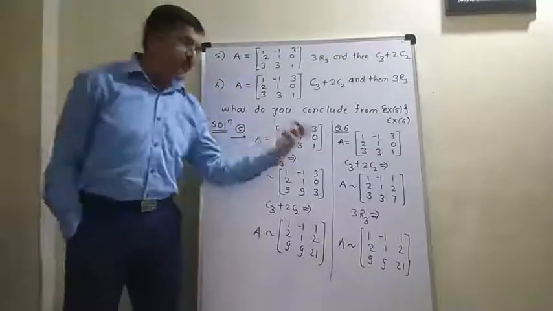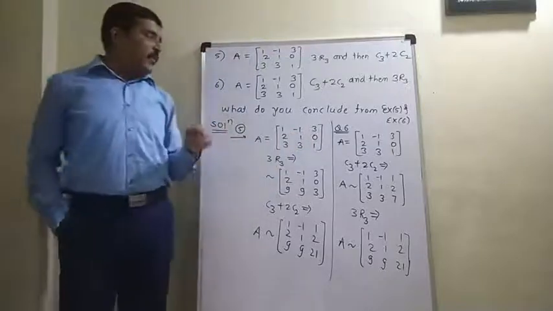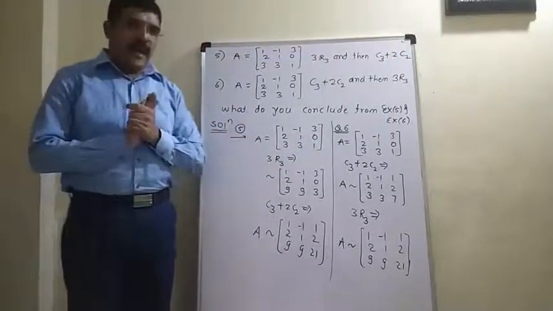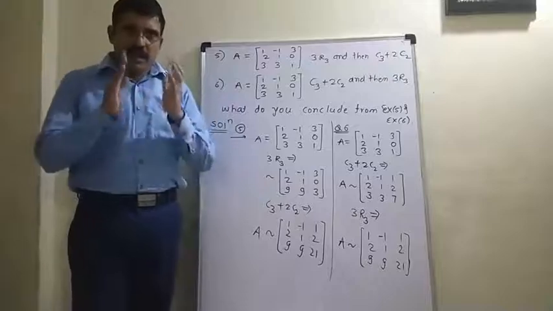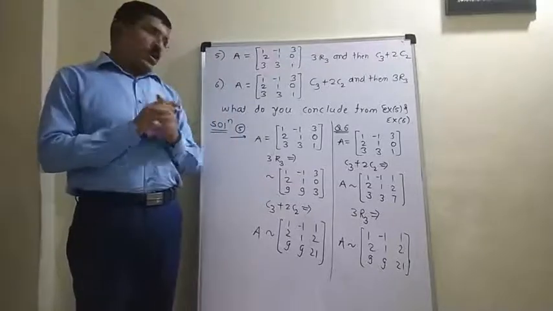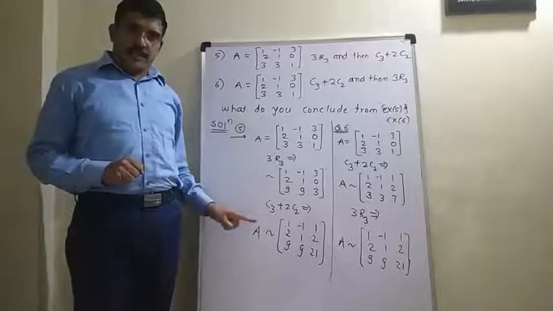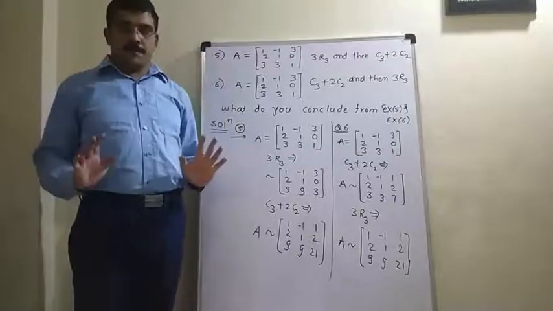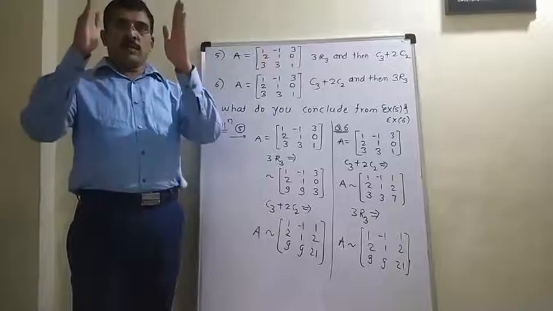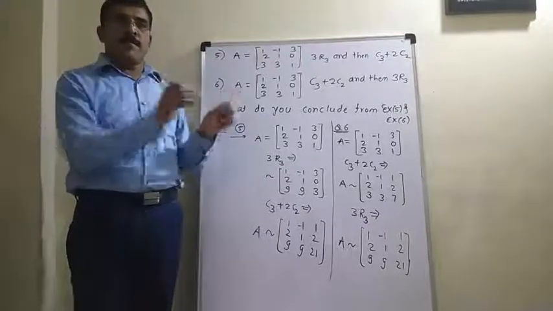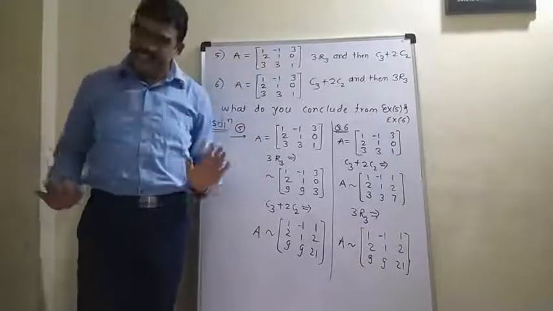Then how to write it in the answer sheet after getting this? If one question is asked on this, then you can write here: it is clear that the order of performing operations is independent in getting the equivalent matrix. Got it? This is the answer.